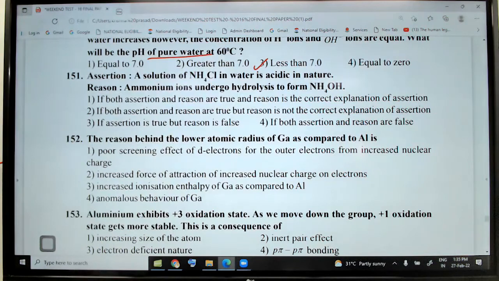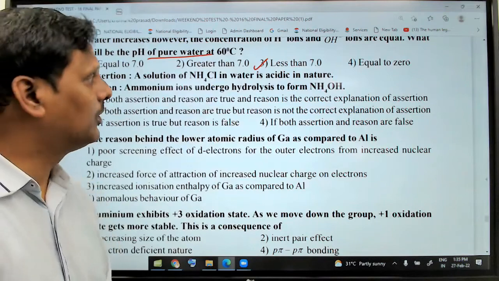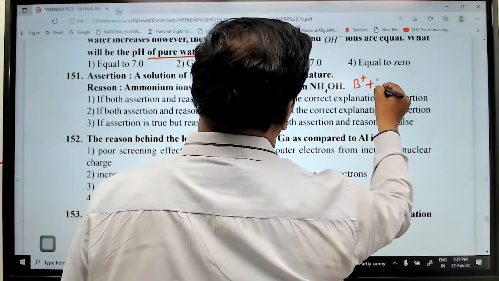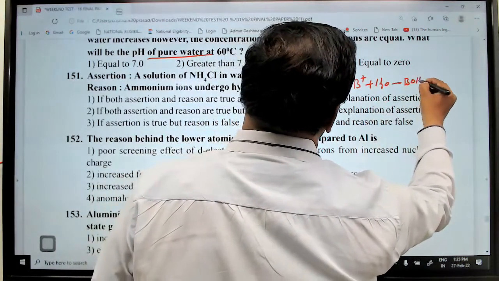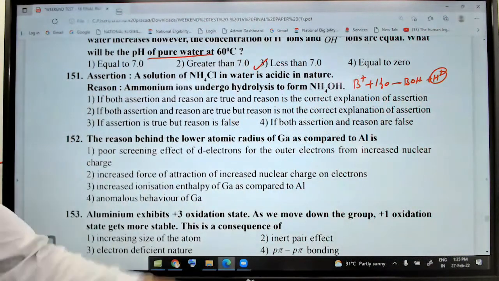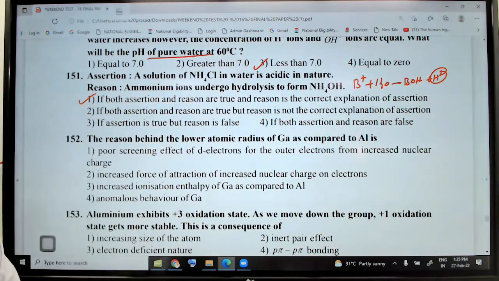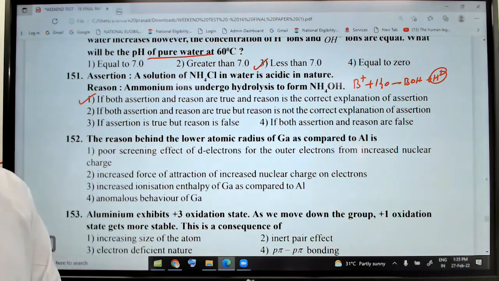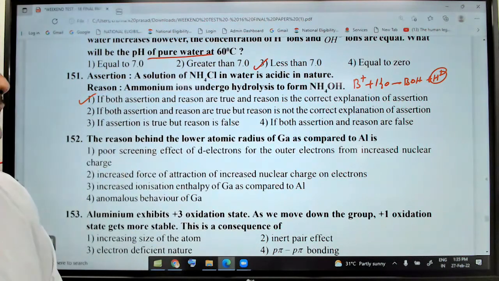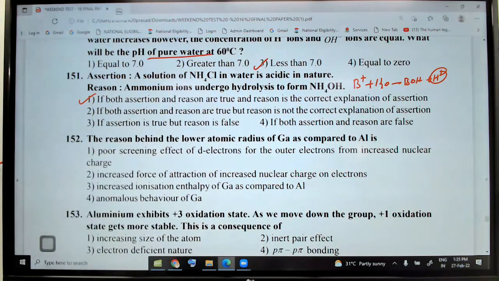A solution of ammonium chloride is acidic in nature because it is a salt of a weak base and strong acid. That means the cation undergoes hydrolysis. Cationic hydrolysis produces excess acid, H plus. So ammonium ion means cationic hydrolysis. So both are correct with the reason. This is one of the concepts we discussed today. Types: weak base and strong acid type salt hydrolysis, cationic hydrolysis. So ammonium ion undergoes hydrolysis, not chloride ions.